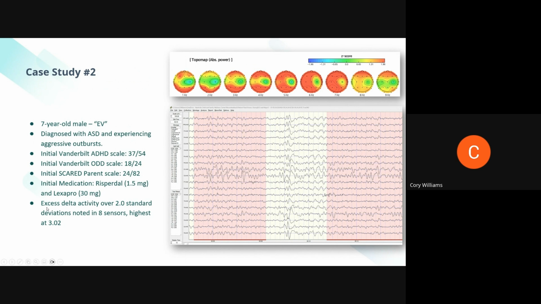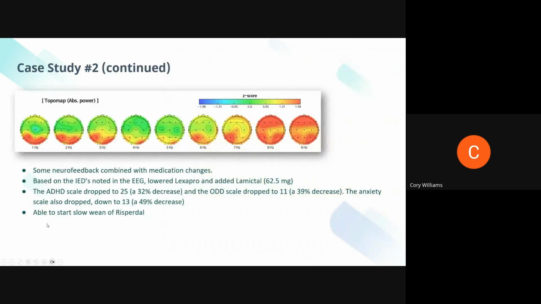We had excess delta activity, so very, very slow. And you can see in his EEG this 1, 2, 3 hertz range, even into the theta, but it's a slow EEG. Excess delta over 2 standard deviations and 8 sensors. The highest was at 3.02. So we did an EEG, and then we decided to make a few changes. And I'll let Susanna talk about that one as well.